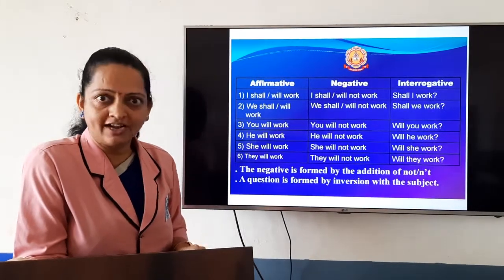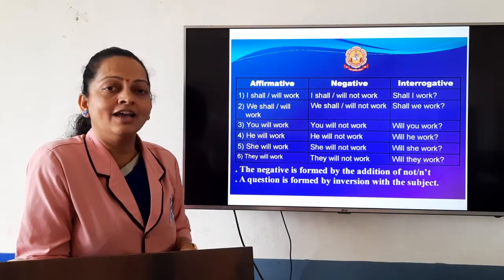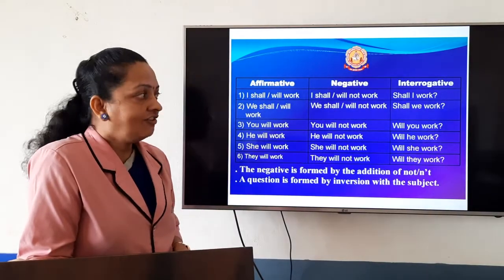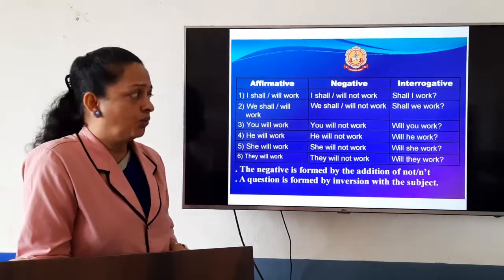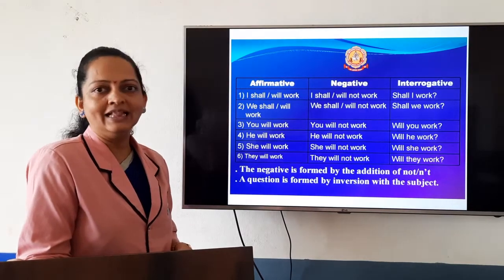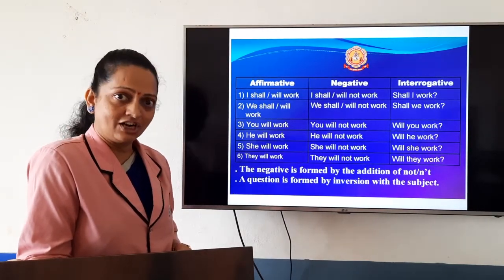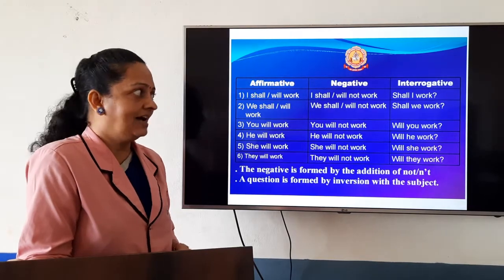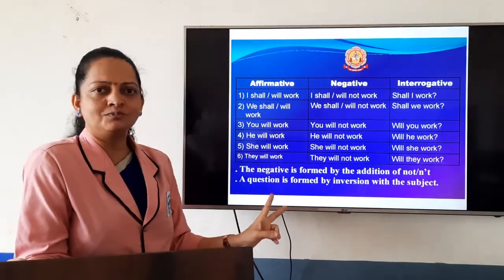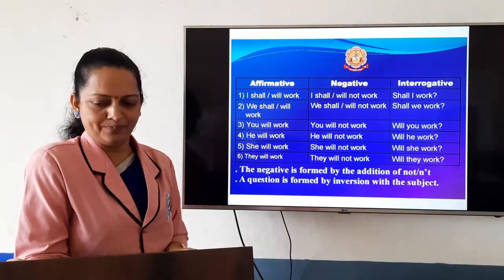The main thing is you should write the question mark. If you don't write the question mark, you may lose marks. So, shall I work? Shall we work? Will you work? Will he work? Will she work? Will they work? These are interrogative sentences, or questions asked, where the simple method is just to change the position of subject and verb.